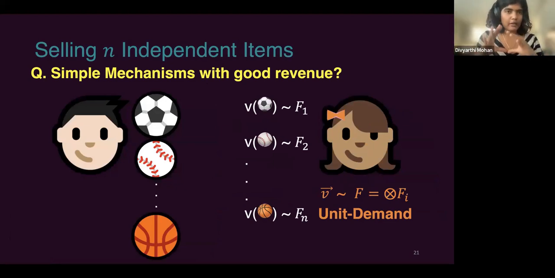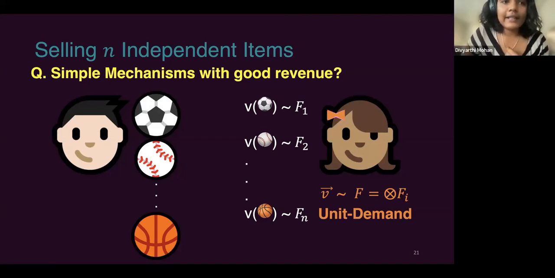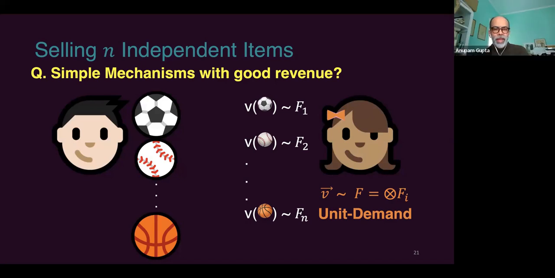I had a question. Do the Daskalakis and company lower bounds also hold for this sort of single buyer unit demand case? Yeah, it does. The particular result I told you was done for additive, but it does go over to unit demand. Okay, cool. Thank you.